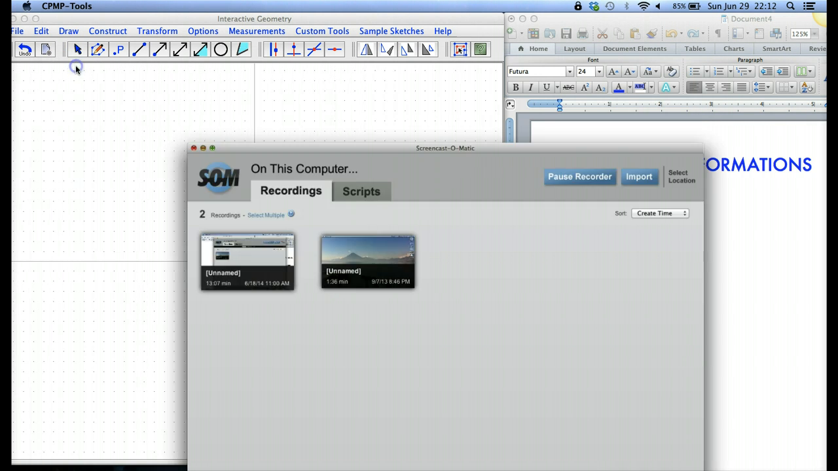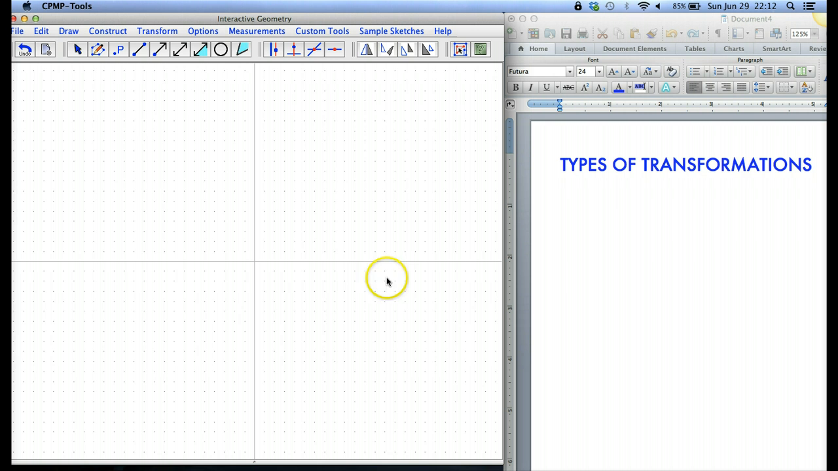The purpose of this video is to be able to talk about different kinds of transformations and to introduce the idea of transformations. In my window on the left, I'm going to go ahead and draw in a triangle. We're going to work with this triangle and perform some different kinds of transformations on that. What do I mean by transformations?